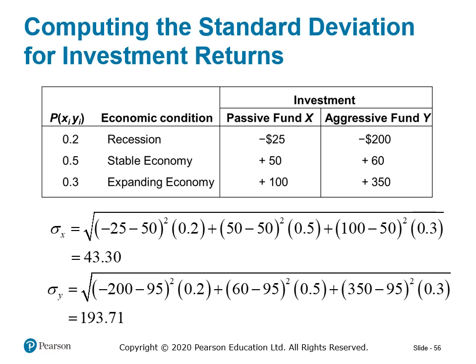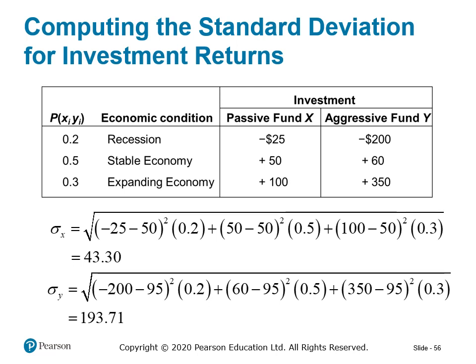Okay. The standard deviation, for my passive fund, I know the expected value is 50. So in a recession, I lose 25. So minus 25 minus the expected value, which is 50, squared, times the probability of a recession, which is 0.2. So that's negative 25 minus 50, which is negative 75, squared, times 0.2.